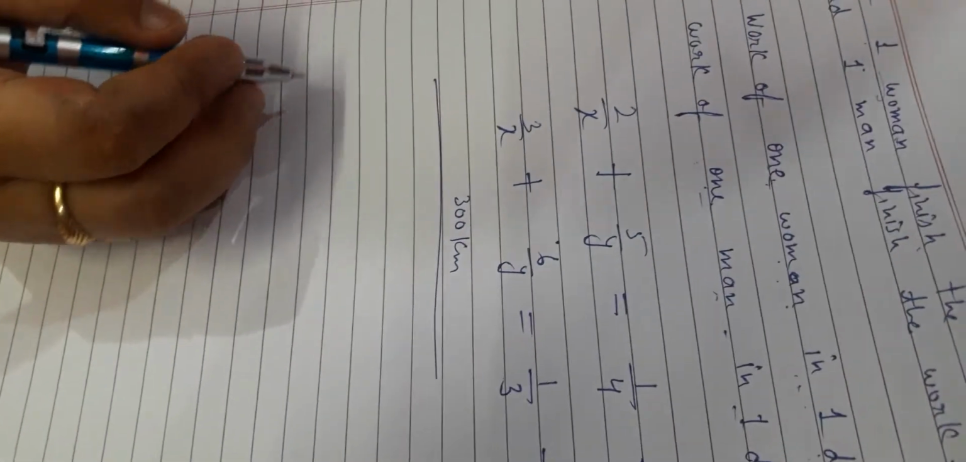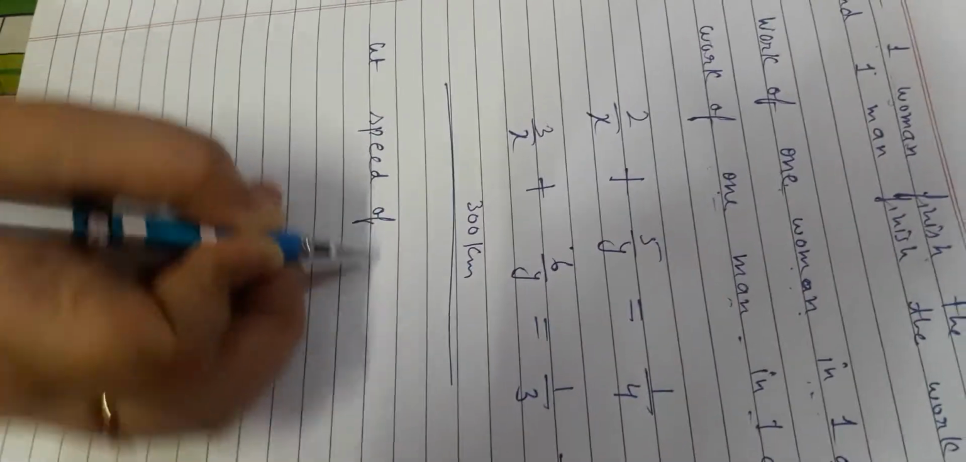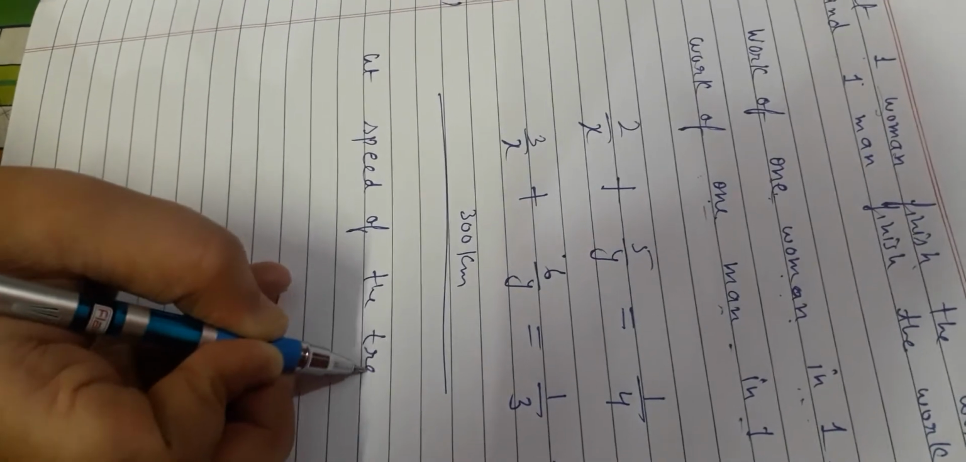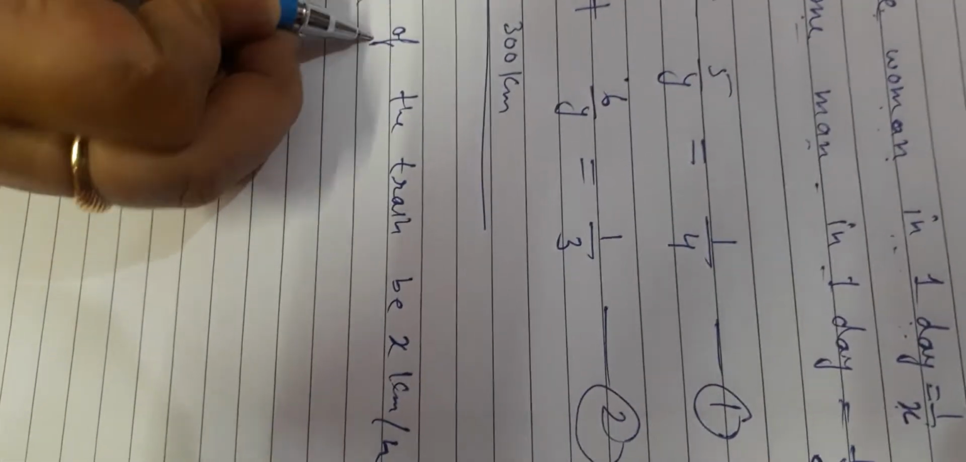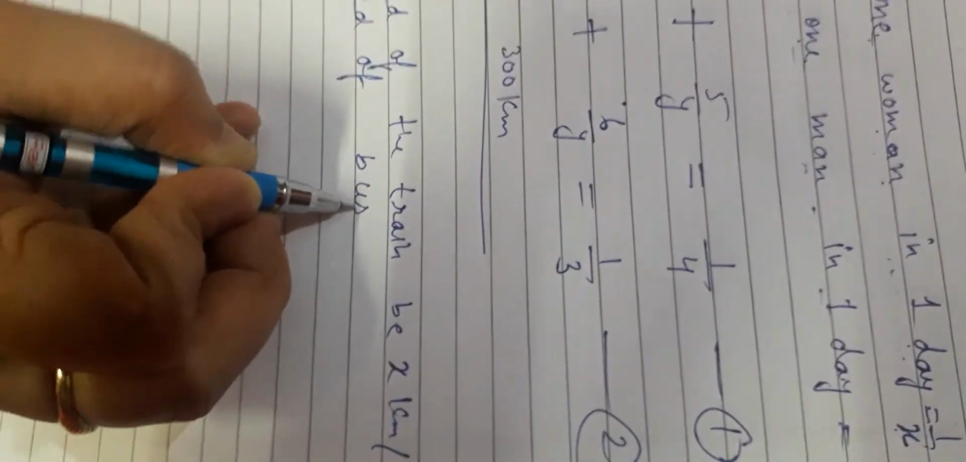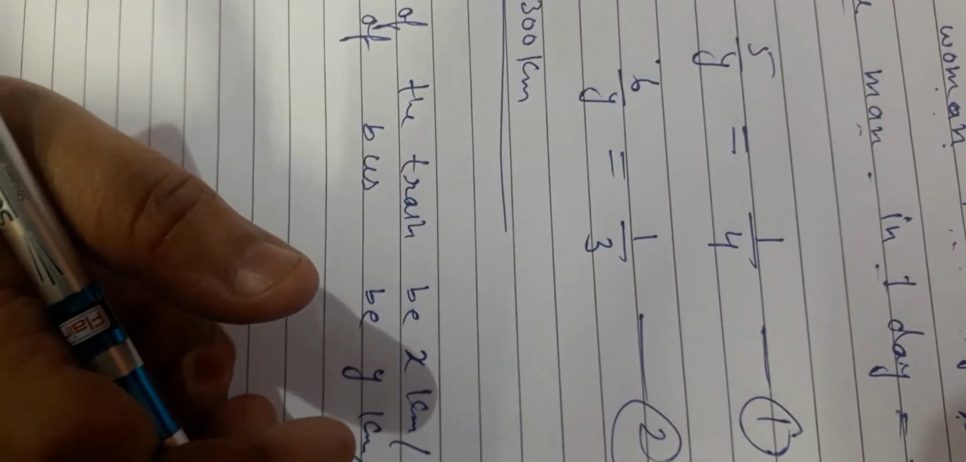First we let the speed of the train be x kilometer per hour and the speed of the bus be y kilometer per hour. Okay. Now see, total distance is 300 km.